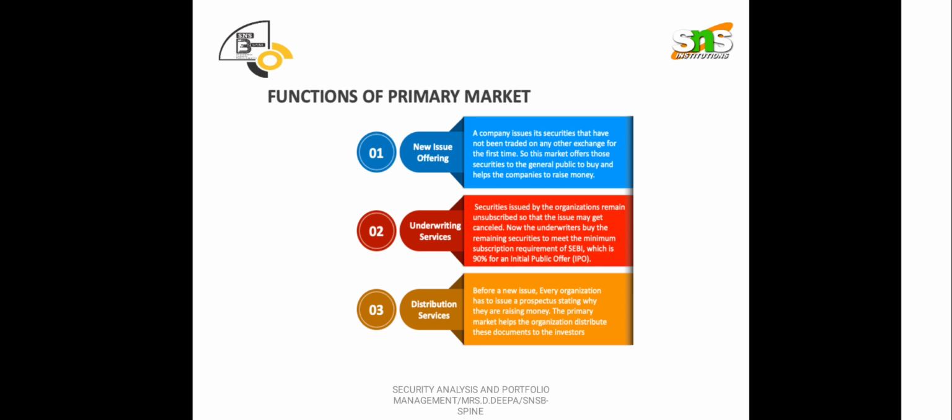Whenever a company issues securities that have not been traded on any exchange for the very first time, it has to be done only through this primary market. It helps bring the securities to the general public to buy and helps the companies to raise money. Next is underwriting services, for when the issue remains unsubscribed, so that the issue does not get cancelled.